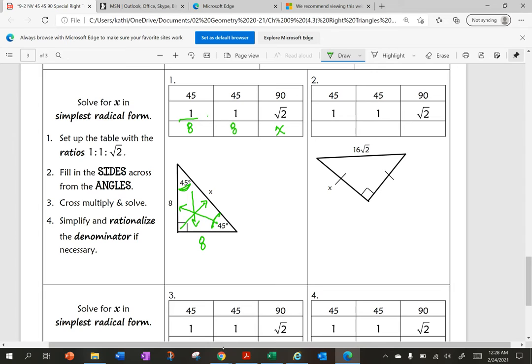So these are 3 equivalent fractions. To solve for the variable, I just need to set 2 of them equal. Of course, I need to have one that has the variable. So this is going to be 1 over 8 equals the square root of 2 over x. So to solve for x, I'm going to multiply 8 times the square root of 2, and I'm going to divide by 1. So x equals 8 times the square root of 2.